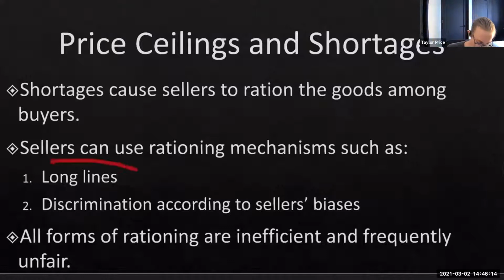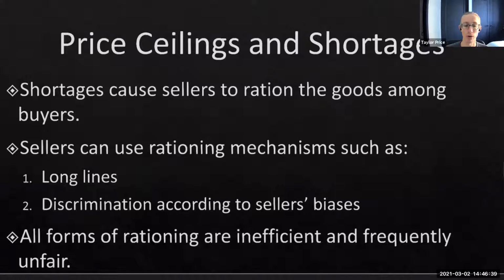The first is long lines. If you've ever had to wait in line for a new video game release or a new sneaker release, that is an example of a rationing mechanism where you just have to get in line and wait until it's your turn. And sometimes they can run out of the good before you have a chance to buy it. That's just what happens with that rationing mechanism.